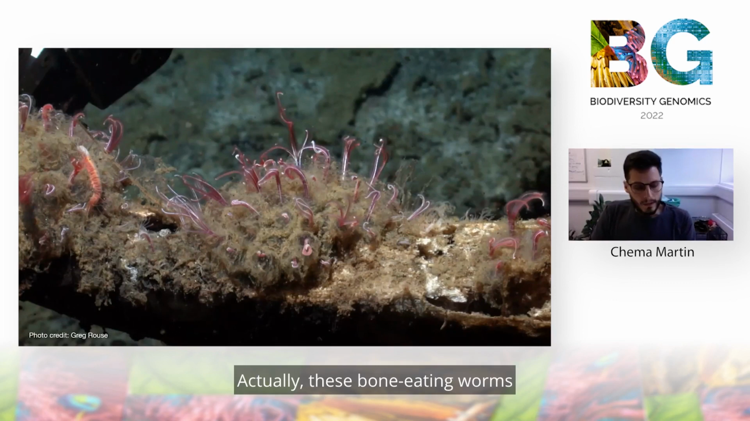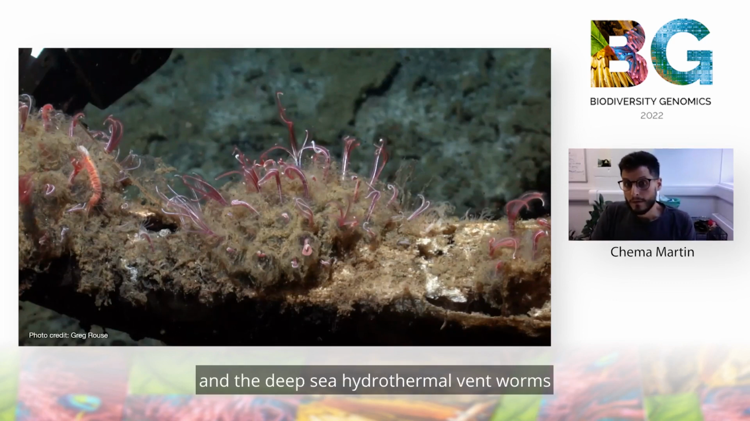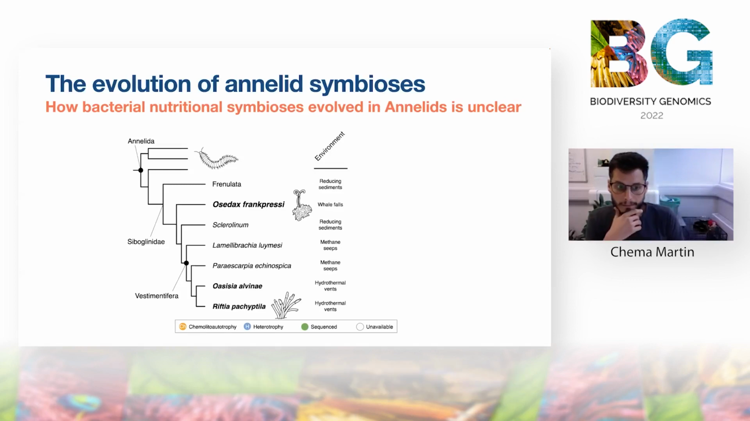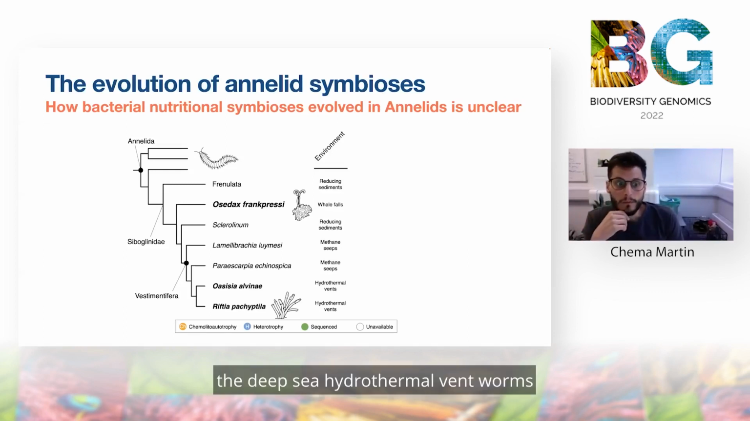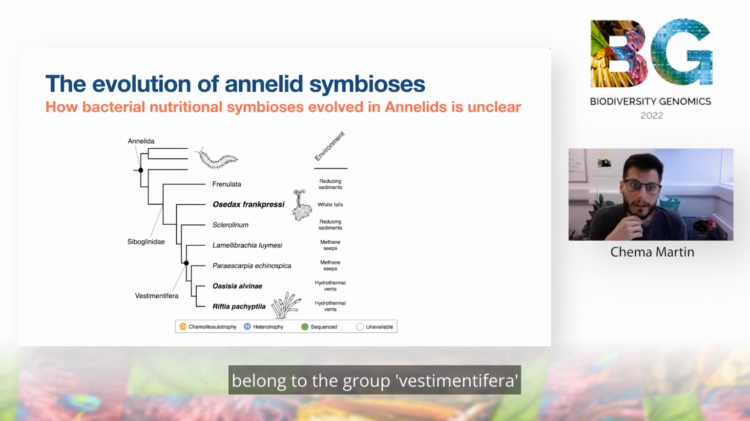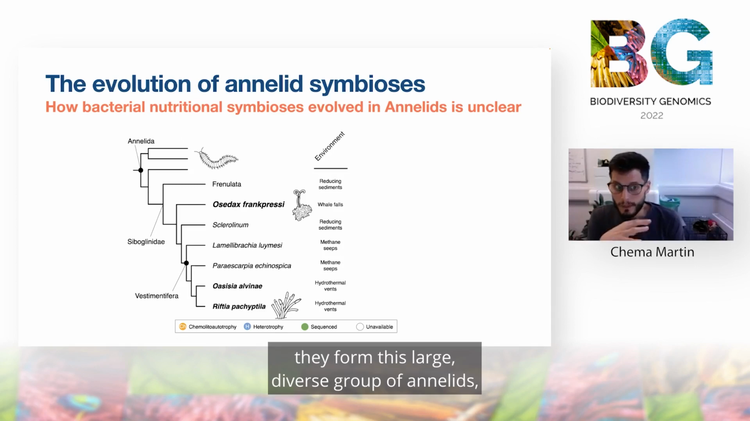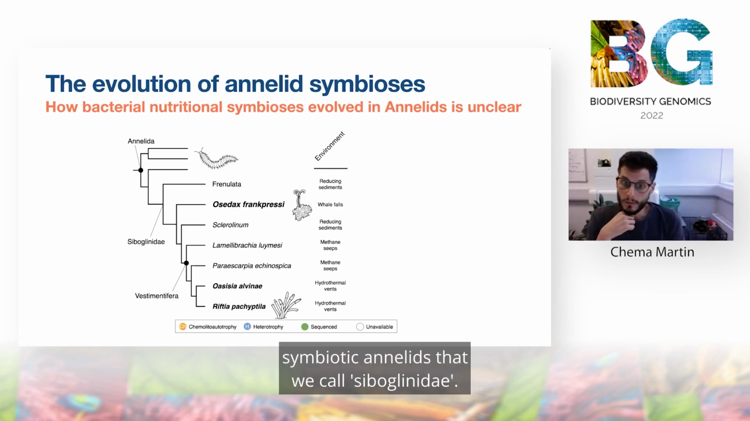Actually, these bone-eating worms and the deep-sea hydrothermal vent worms belong to the same group of annelids that we call Siboglynidae. The deep-sea hydrothermal vent worms belong to the group Vestimentifera, and together with Osedax, Sclerolinum, and Frenulata, they form this large, diverse group of symbiotic annelids that we call Siboglynidae.